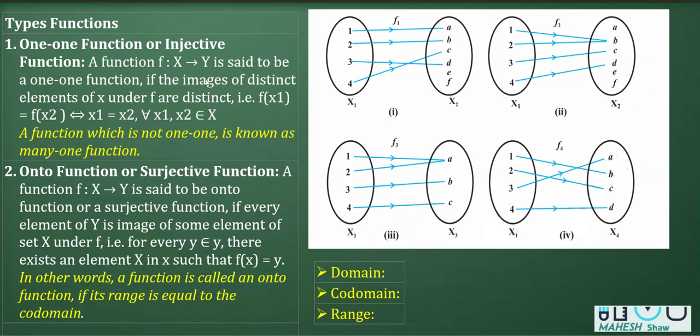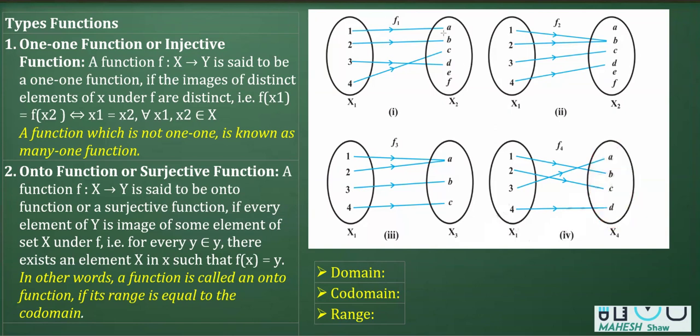Similarly, if you look into the third part, the range is A, B, C. The codomain is also A, B, C. So the range coincides with the codomain. Coming to the last part, the range is A, B, C, and D, as each is the image of some element of the domain, and the codomain is also A, B, C, D. So here also the range coincides with the codomain.